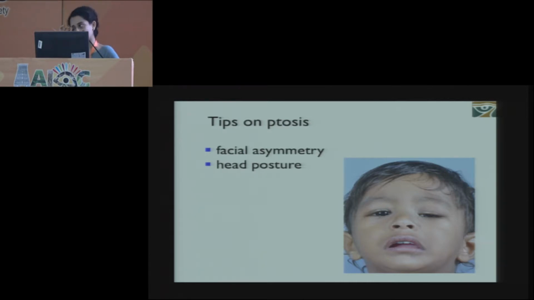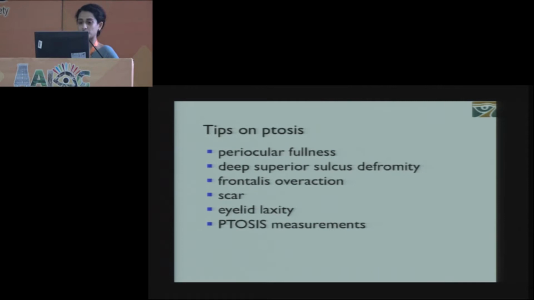dermatochalasis, brow ptosis. So even if you correct the ptosis for them and do not correct the dermatochalasis, what's going to happen? The skin and the brow is going to hang over here. So as a surgeon, it's also important for us to know that these associated things are ruled out. So it's blepharoptosis. Periocular fullness, deep superior sulcus deformity, frontalis overaction are again important. Scars, look for eyelid laxity also.